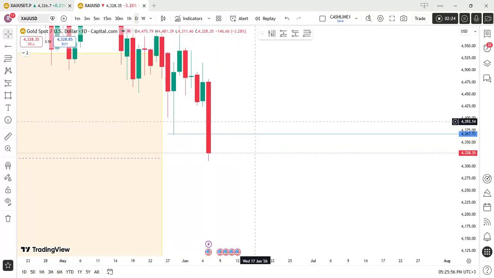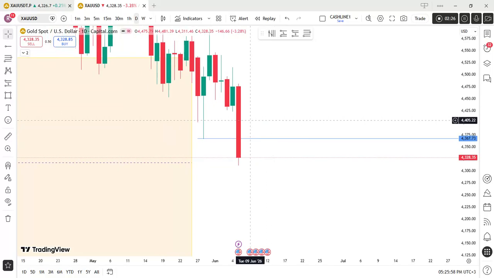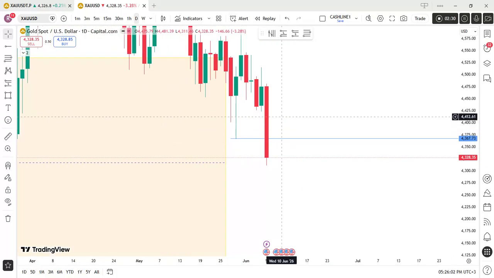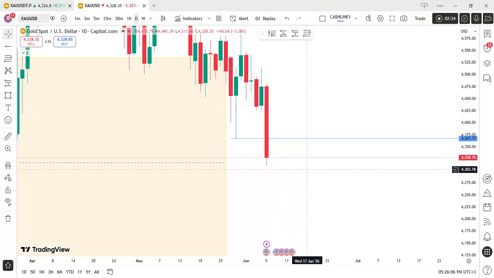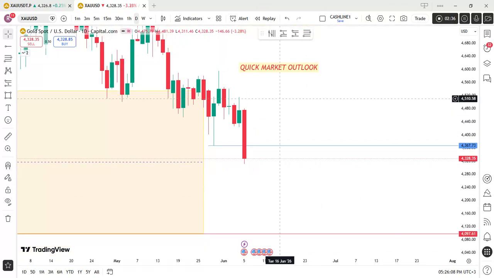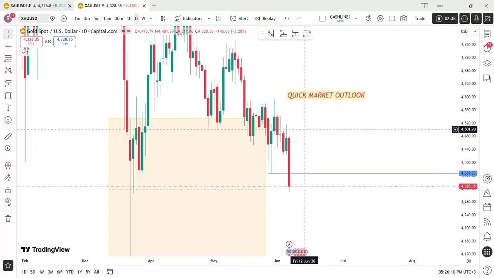So we're going to be looking for possible sales when price revisits this gap to come and fill it, depending on how it behaves on this gap, or maybe the consequent encroachment. Then we drop lower. But as of now, we are really bearish on gold. Now that's pretty much what's happening on price action on the daily time frame.